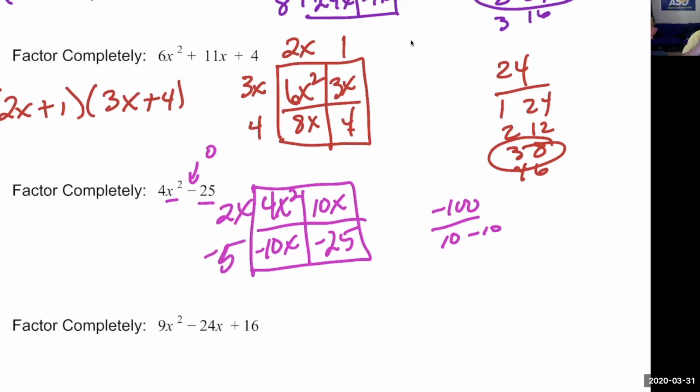Up and down, 4x squared and negative 10x would be 2x. 10x and negative 25 would be 5. So we get 2x plus 5, 2x minus 5. Perhaps you see the shortcut that you can take. If you don't recognize it, it's no problem. These steps work for everything. If you do recognize it, keep it in mind.